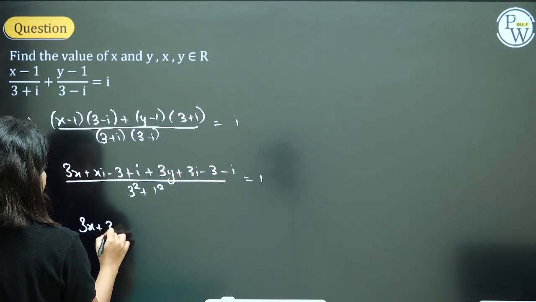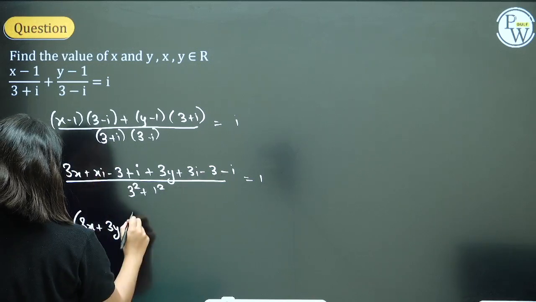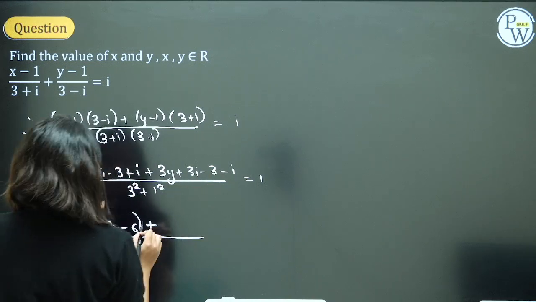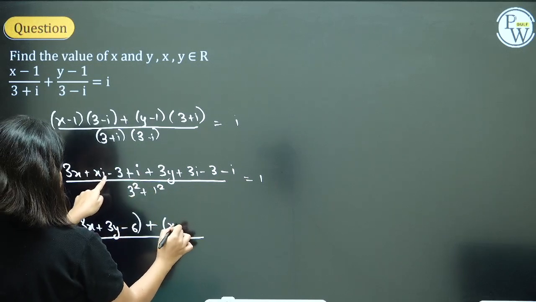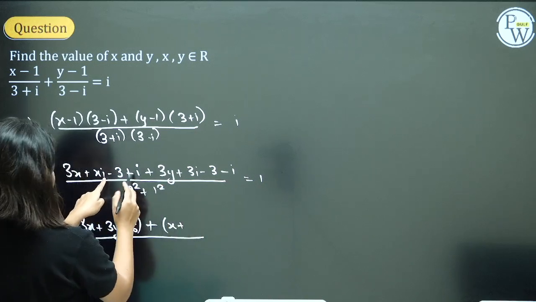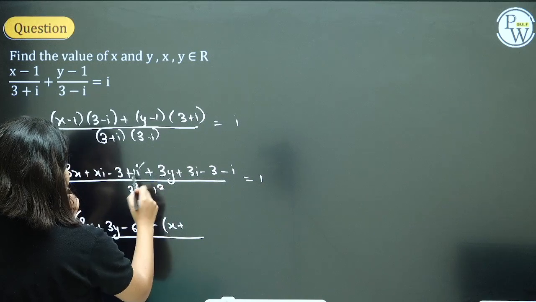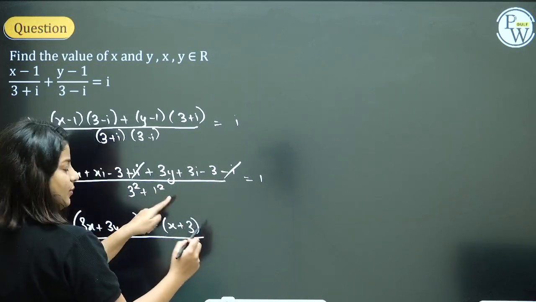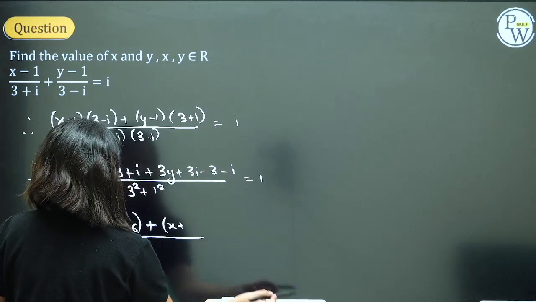Therefore, let's take all the real parts together. 3x plus 3y and there is minus 3 minus 3, minus 6. These are real parts. Imaginary parts together. What is imaginary? minus xi plus i, 3i, so 4i. Plus i minus i can be cancelled also. x plus 3. And 3 square 9 plus 1 goes in the RHS.